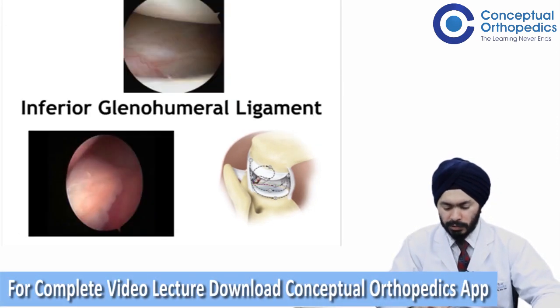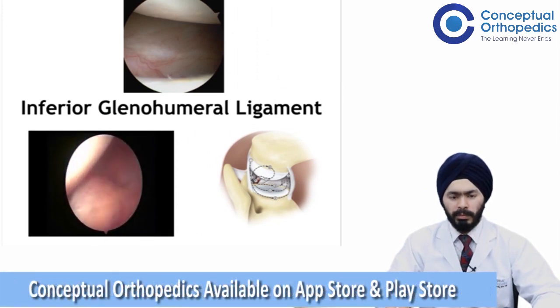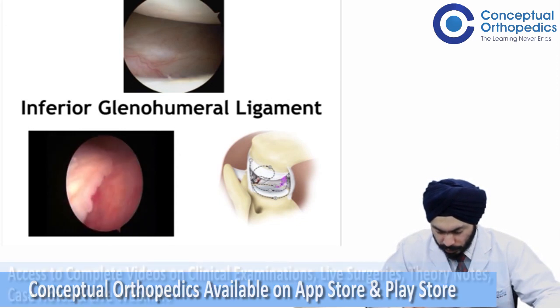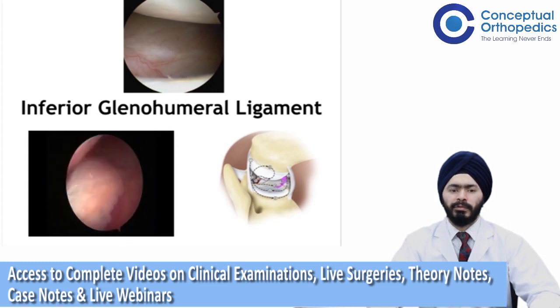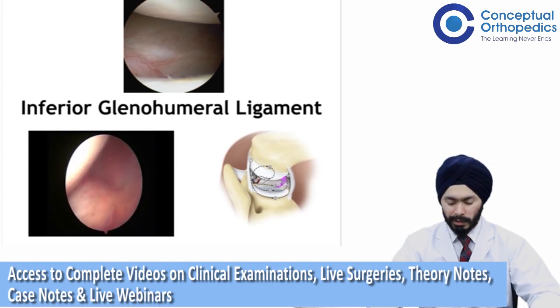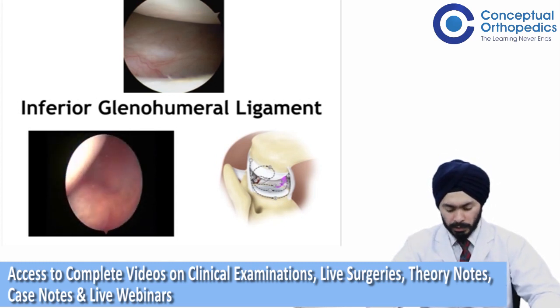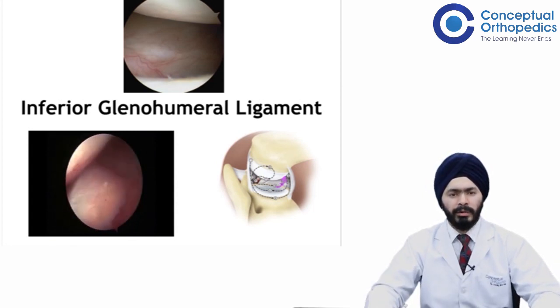And the last structure which you visualize from the posterior portal is your inferior glenohumeral ligament. As you see the antero-inferior labrum go anteriorly, you will see the fibers of the IGHL, or the inferior glenohumeral ligament. This would be lax in a patient with instability. So these are the 10 steps which you do for looking at the joint when you are looking from the posterior portal.